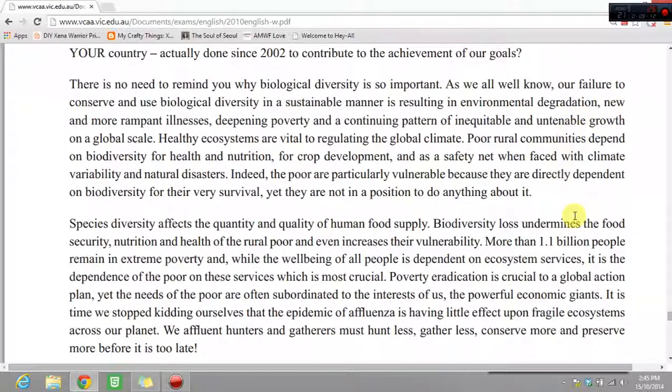Notice there is also some metaphors like economic giants. Okay, so here when they said that poverty eradication is crucial to a global action plan, yet the needs of the poor are often subordinated to the interests of us, the powerful economic giants. So using this metaphor that we are giants and we're powerful, again eradicates any excuse for us not helping out the small and the vulnerable, since we're so powerful and big. So in a way, it's a bit of hyperbole. It's also a metaphor.